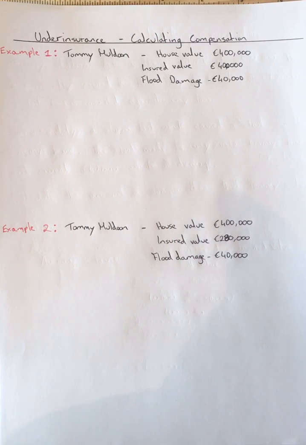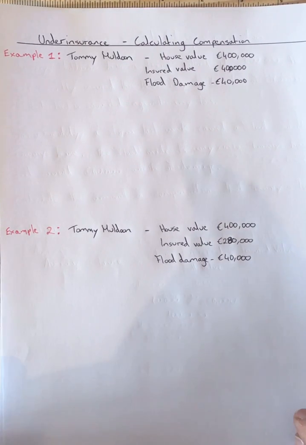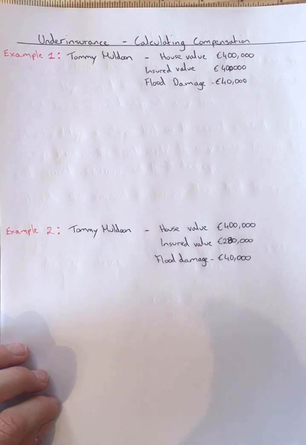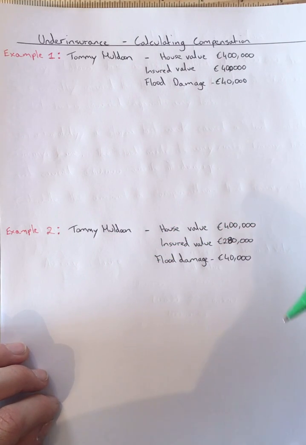It's Mr. Raymond here, and in this video we are going to be talking about insurance, and more specifically we are going to be talking about underinsurance and calculating compensation. In this video we're going to do two examples. Example one is going to be about a guy who insured his house for the full value of what it's worth. Example 2 is the same guy who has underinsured his house, and we are going to compare the compensation that he is due in both examples.